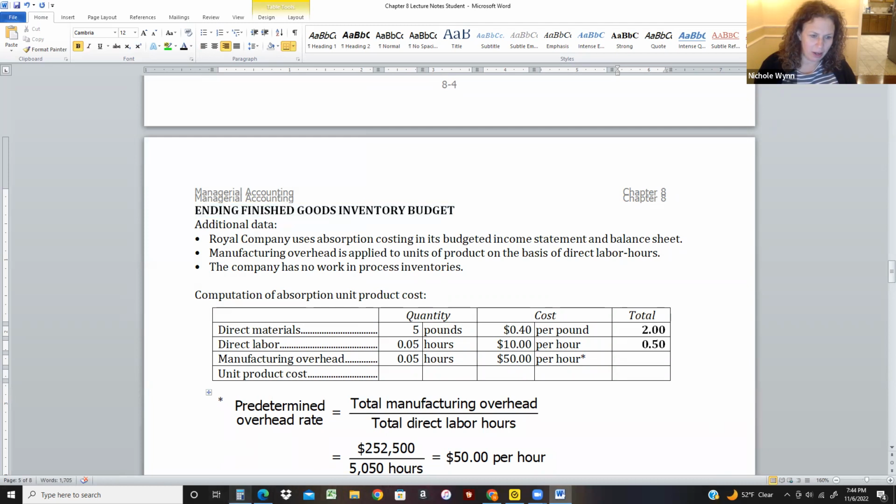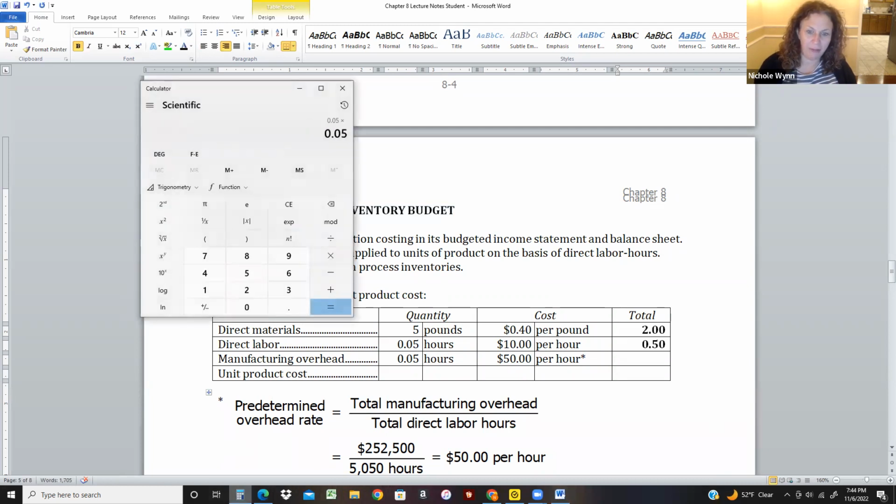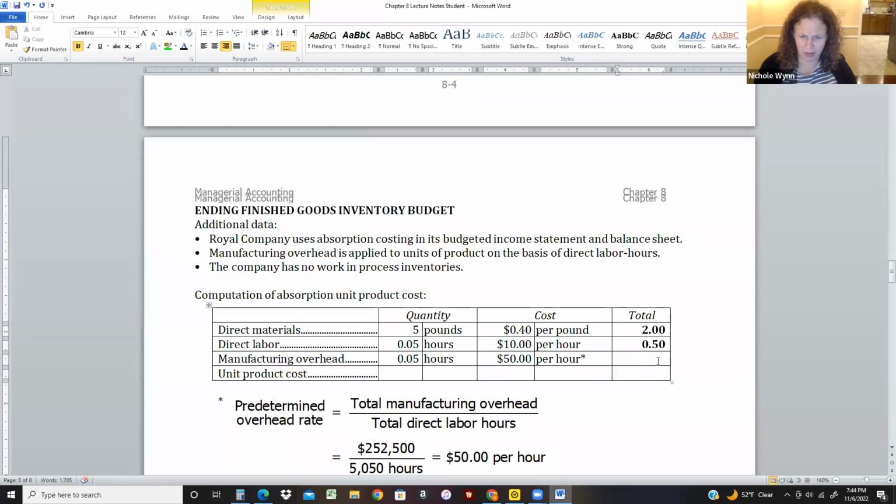And I have 0.05 at $50 an hour for overhead. So let's take a look at that $50 to see where that came from. That's $2.50, by the way. And so if I add up my total cost of 1 unit, it looks like it's $5. Now I remember from the beginning that I sell my units for $10 an hour, so I've got a nice markup. But this $50 an hour, where that comes from is our predetermined overhead rate.